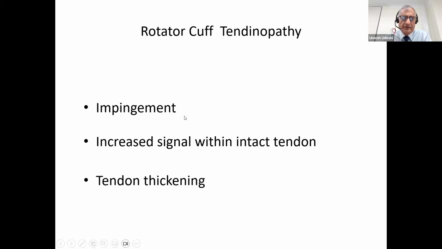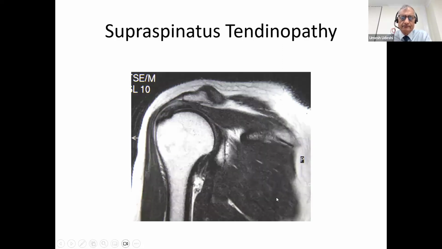So I've already mentioned with impingement, you get increased signal with an intact tendon, and you may get tendon thickening as well. So here's another example of tendinopathy. There's increased signal, these gray areas within this distal tendon.